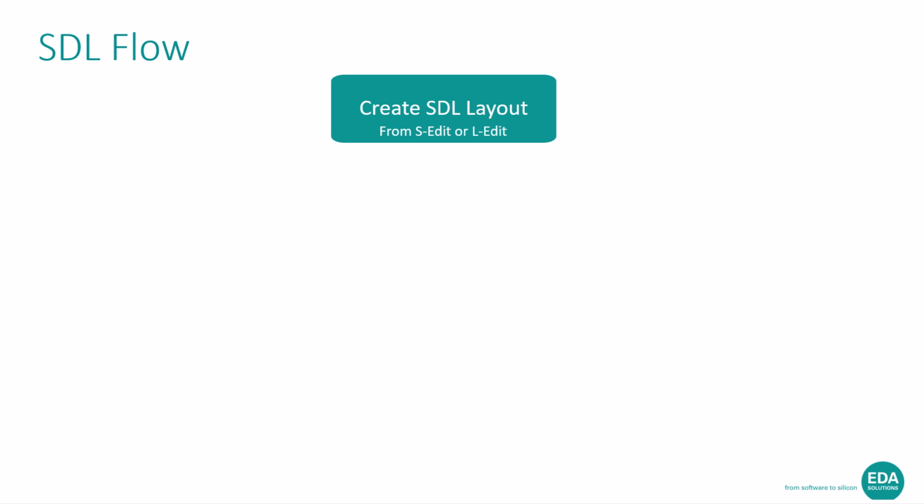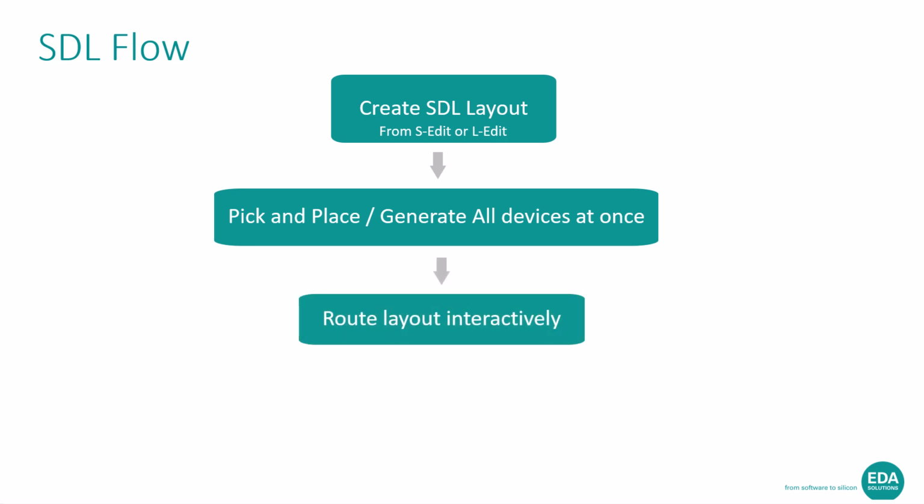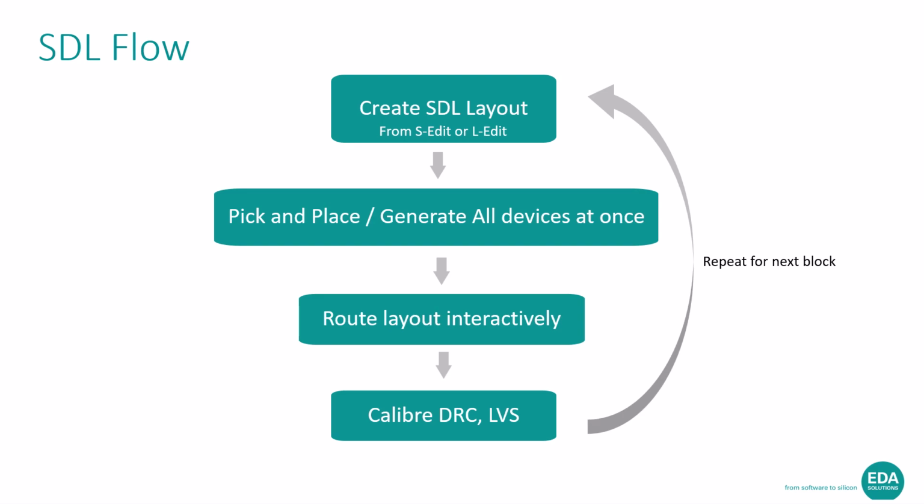The SDL flow begins by creating a layout from either the schematic editor as edit or the layout editor edit. Components are placed onto the canvas, and once all devices are in position, they are interconnected using flying lines. After placement and routing, design rule check DRC and layout versus schematic LVS are run using the Calibre physical verification tool. These steps are repeated for each new block until the design is complete.